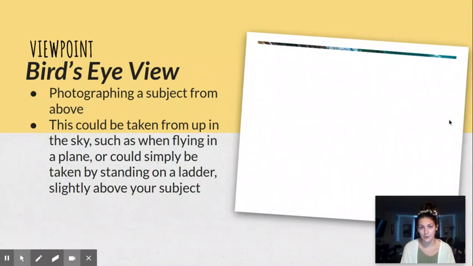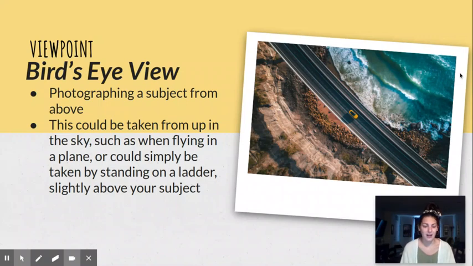Okay, the next one. Oh, there's my picture. Okay. The next thing that I had is viewpoint, and there's actually two different types of viewpoint, but they're pretty self-explanatory. So the first one here is bird's eye view. I'm sure you've all heard of this before. Bird's eye view is photographing a subject from above, like maybe with a drone, or if you're at the top of a mountain, something like that.